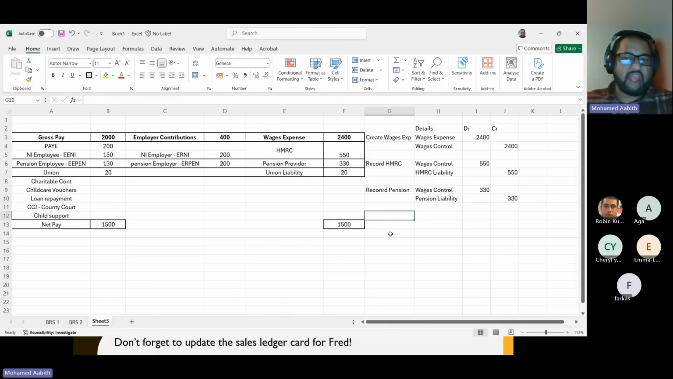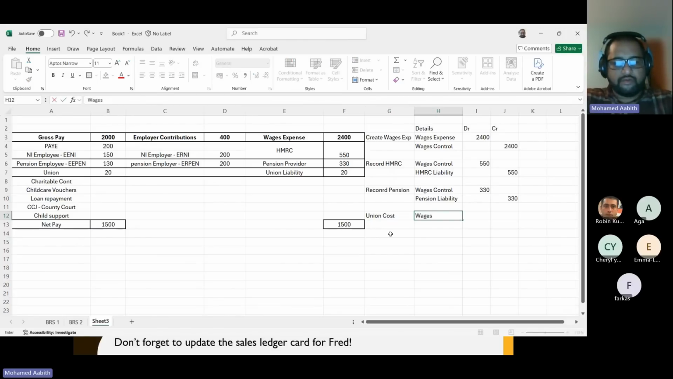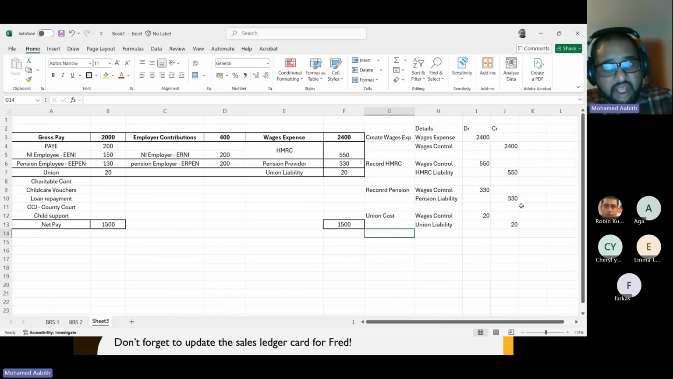The next one, last but not least, union cost. So here we say wages control £20, union liability, because it's not your expense. Remember, the business doesn't have this as an expense. Part of it is an expense, and the rest is coming from the employees themselves. Therefore, when we account for the expenses, it's the total expense we care about.